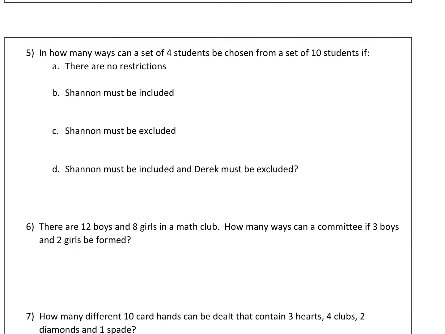All right. In how many ways can a set of 4 students be chosen from a set of 10 students if there are no restrictions? Okay, so in other words, I just have 10 students and I want to choose 4 of them. There are 210 ways for that to happen. If Shannon must be included, so Shannon's going to be there, so that's going to be 1 person, and then I need to choose 3 more people, but now I only have 9 to choose from. So that's going to be 84.